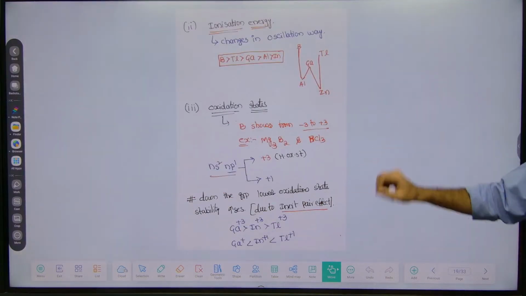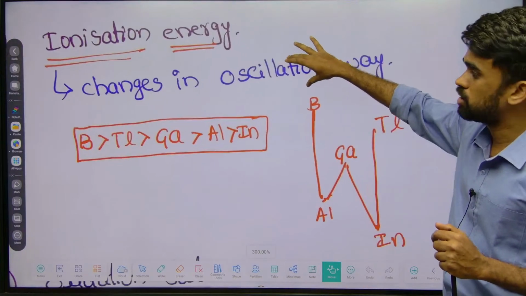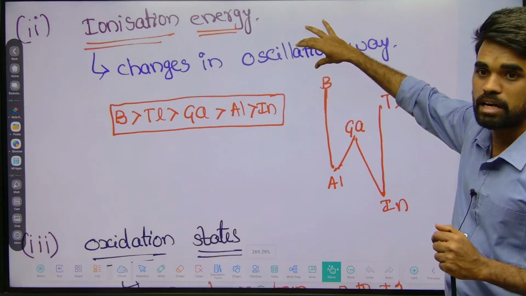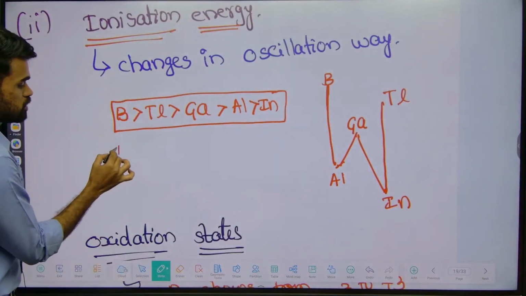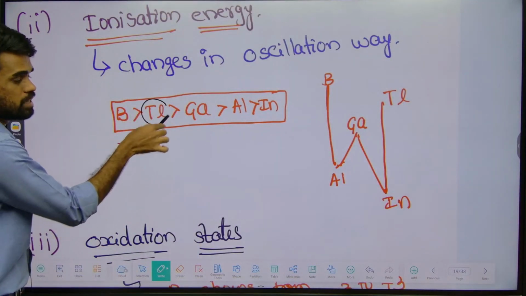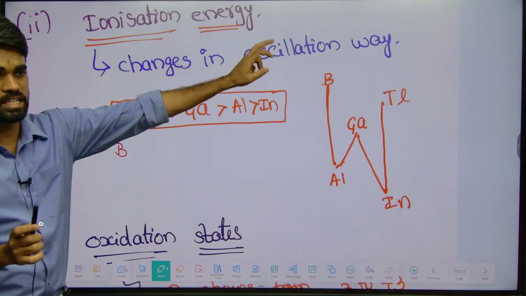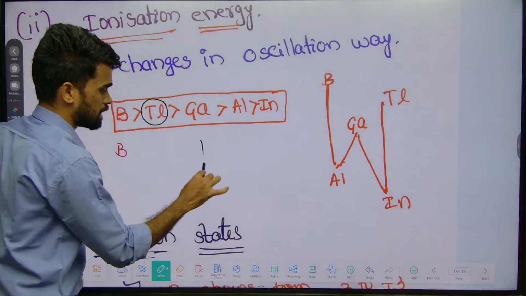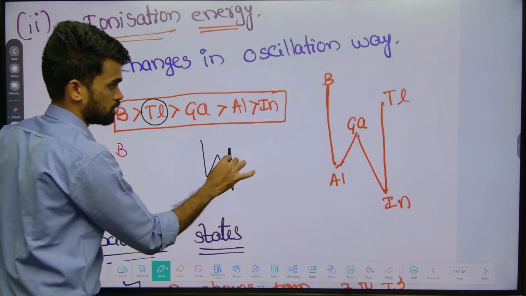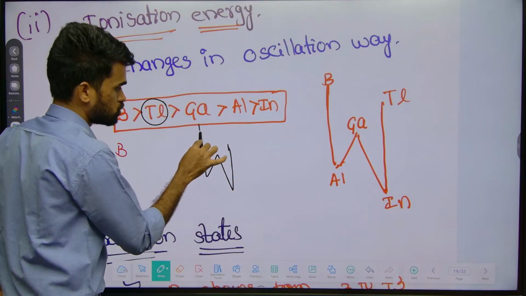Next, ionization energy. Remember it like a W shape. See, the highest ionization energy is for boron. The next one is for thallium. So it is changing in an oscillating way, which makes it difficult to remember the exact order. So you make a trick like this. The W means this is at the top, so you put boron here.